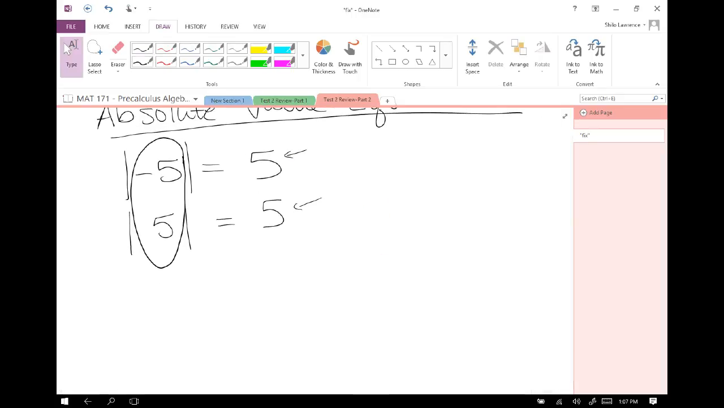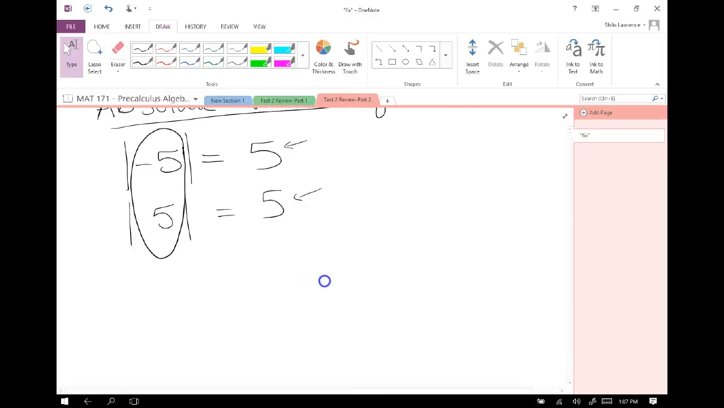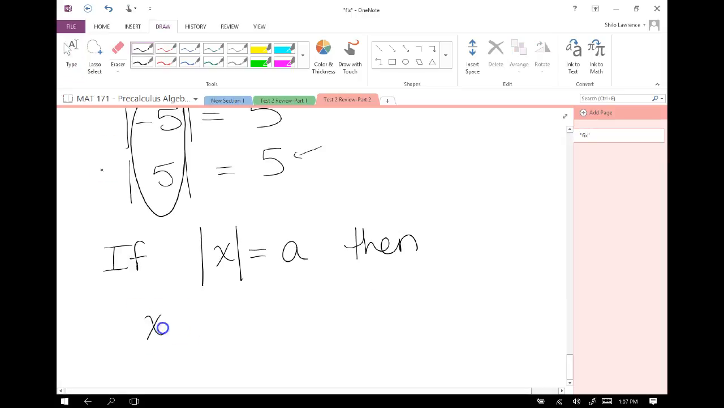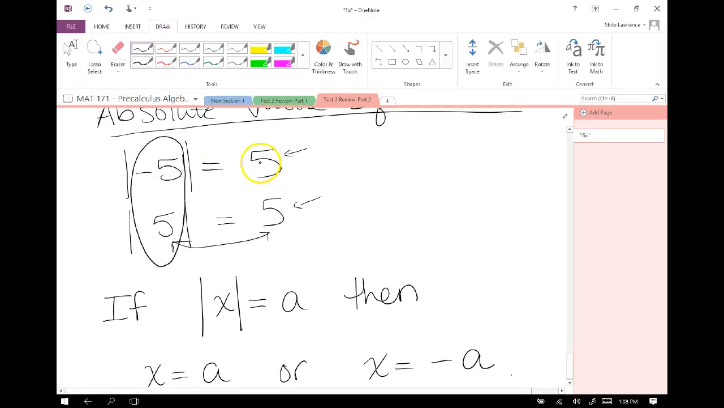And that's how we're going to split apart our equations. So if the absolute value of x equals a, this means two possible things. Either x equals a, like in this case, they're the same thing, or x equals -a. So the number inside is the negative of the number that's outside.